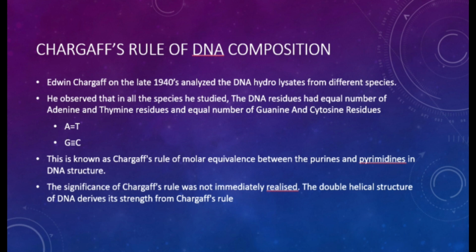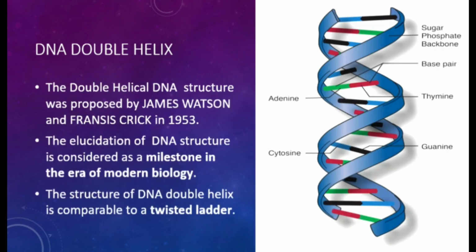Now let's dive into the double helical structure of the DNA. The double helical structure of the DNA was proposed by James Watson and Francis Crick in 1953, which I earlier mentioned. The elucidation of the DNA structure is considered a milestone in the era of modern microbiology.